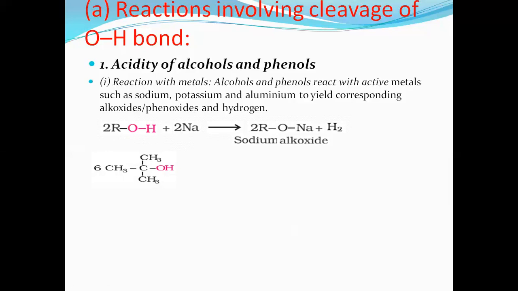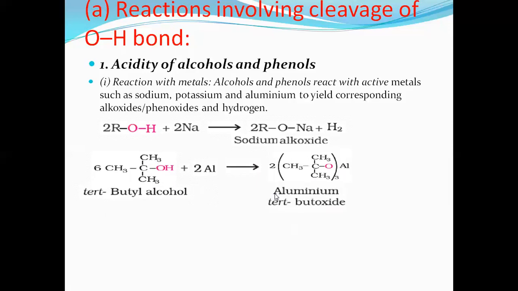Another example, consider tertiary butyl alcohol. It reacts with aluminium metal, which converts into aluminium tertiary butoxide with the liberation of hydrogen gas. From these two reactions we can say alcohols behave as acids, since they readily react with metals.